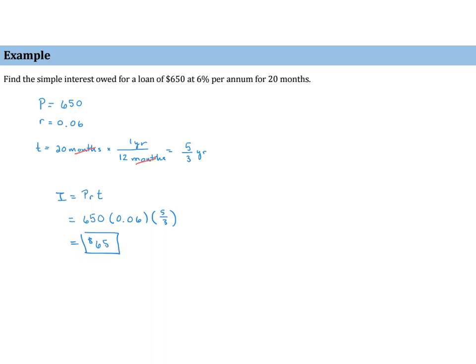So how much has to get paid back? Which is not the question being asked, but we'd have to pay back the original amount borrowed of $650 plus an additional $65. So the accumulated value, or the future value, is $650 plus $65, and that is $715.